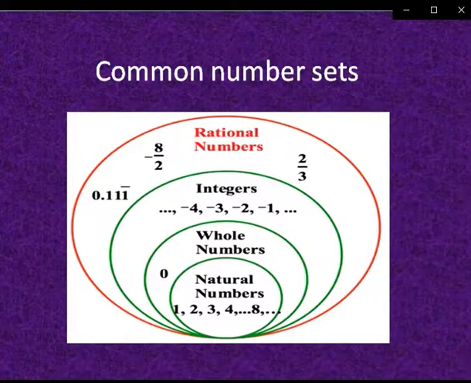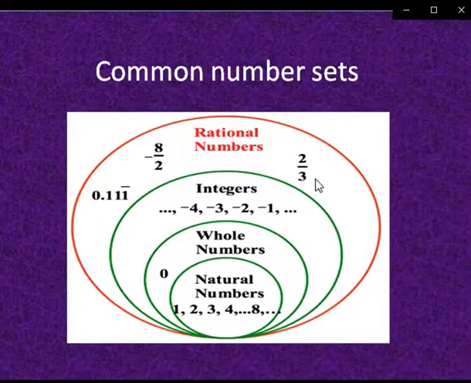First we start from the natural numbers, starting from 1, 2, 3, 4, etc. Then we have whole numbers, where you add a 0 to the natural numbers. Then we have the integers, a big set of numbers containing negative numbers, plus 0, plus positive numbers. Then we have the rational numbers at the end, so we will talk about the rational numbers.